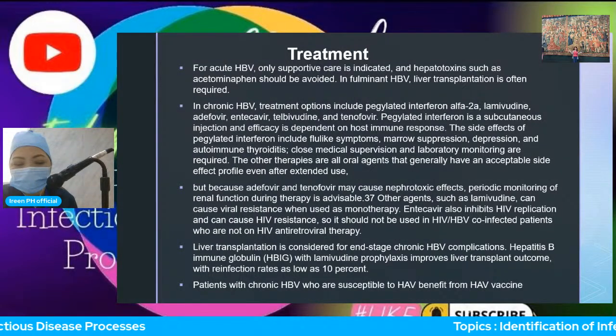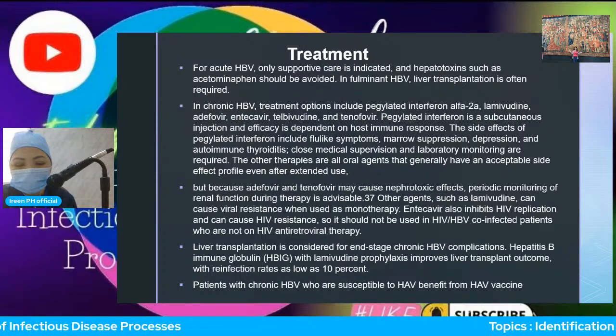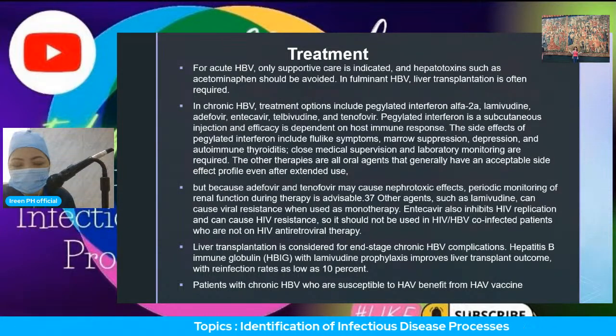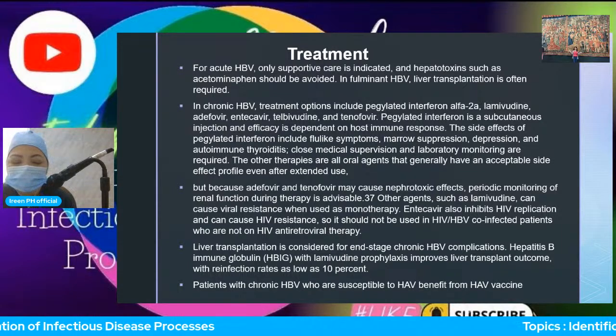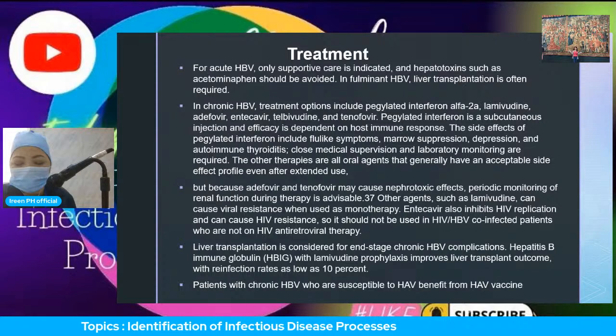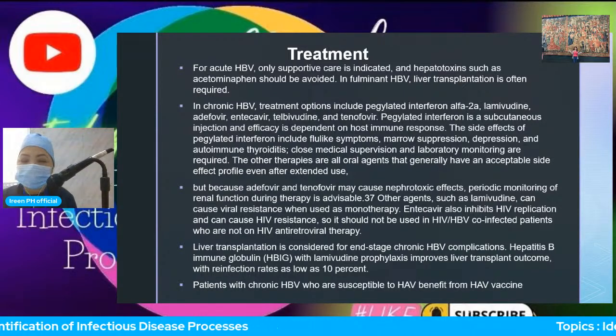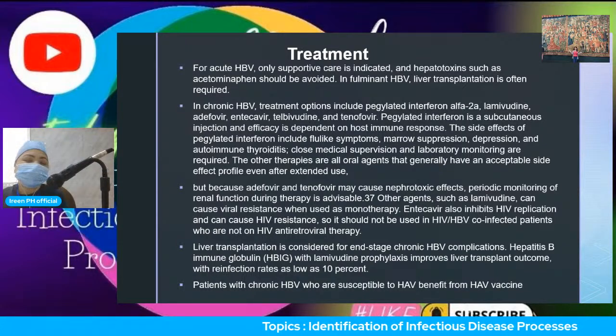Liver transplantation is considered for end-stage chronic hepatitis complications. Hep B immunoglobulin with lamivudine prophylaxis improves liver transplant outcome, with infection rates as low as 10%. Patients with chronic hep B who are susceptible to hepatitis A benefit from hepatitis A vaccine. And this is the treatment for hep B.